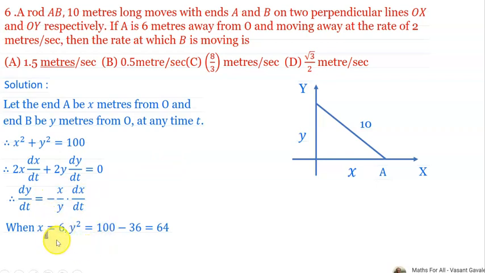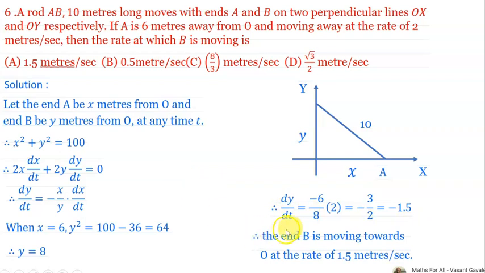Now, when x is equal to 6, then y square is equal to 100 minus 36. After simplifying, you will have y equal to 8. Substitute the values of x and y in this equation. Therefore dy by dt is equal to minus 6 upon 8 into 2, and after simplification dy by dt is equal to minus 1.5, and hence the end B is moving towards O at the rate of 1.5 meters per second.